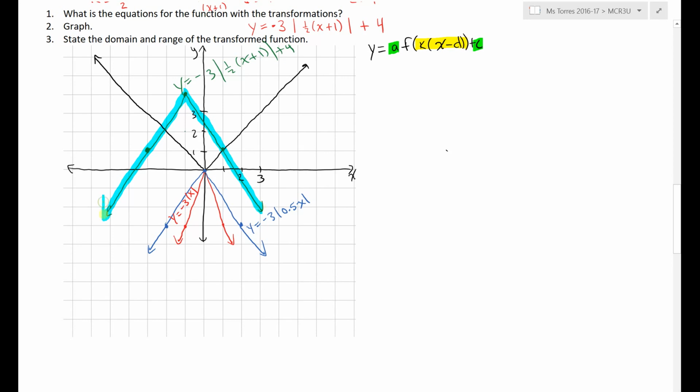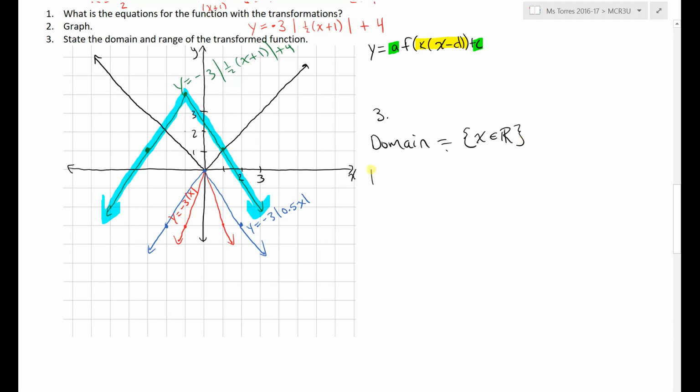And notice that it continues on in this direction. Those arrows are important. Okay? So what's the domain? Well, all the possible x values continue forever. We can always put in x values without any restriction, just like the original absolute value function. So x is a member of the reals.